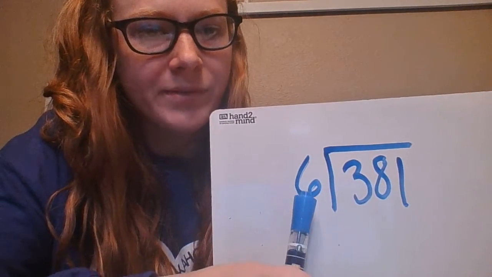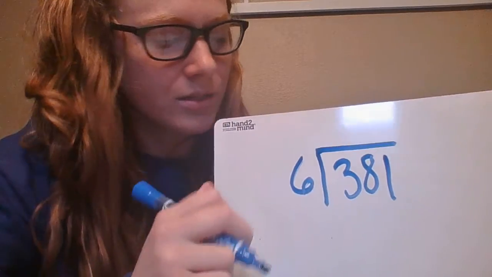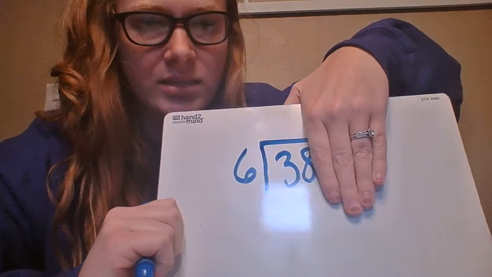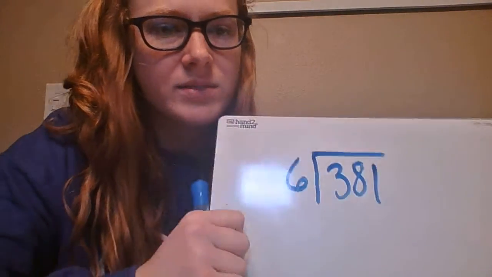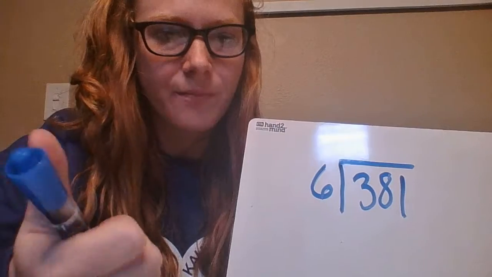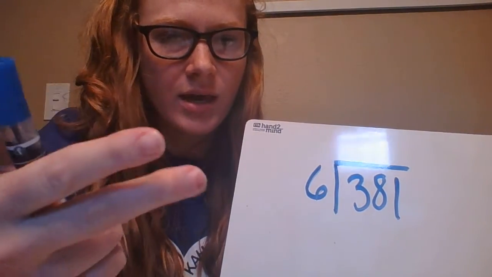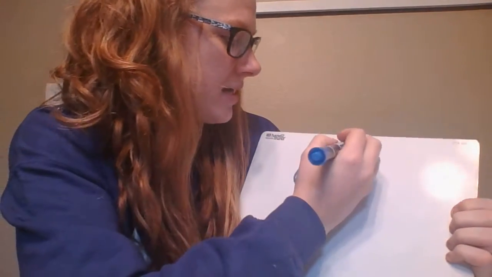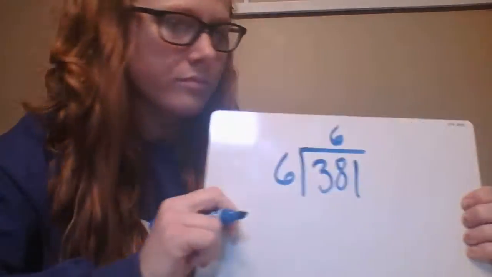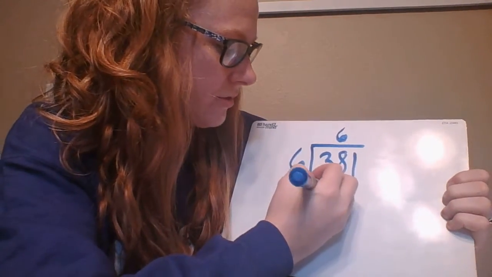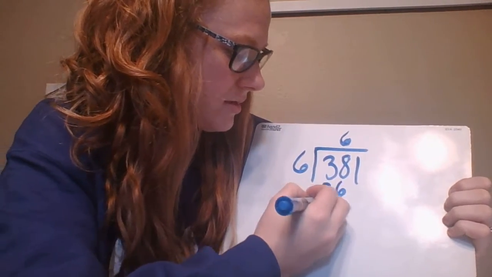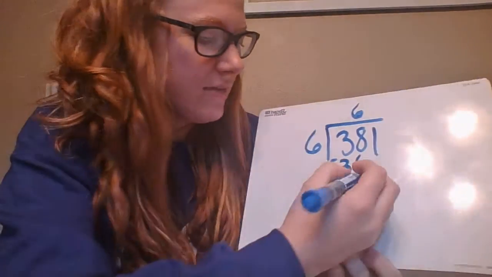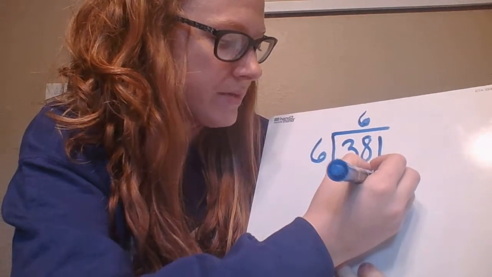Some of us get caught because we try to divide 6 into 3, but we can't because 3 is too small. So we must look at it as 38. So how many times can 6 go into 38? Well, I know if I count by 6, I have 6, 12, 18, 24, 30, 36. So 6 times. 6 times 6, I just said, was 36. And I subtract. 38 minus 36 gives me 2, and I must bring down the 1.